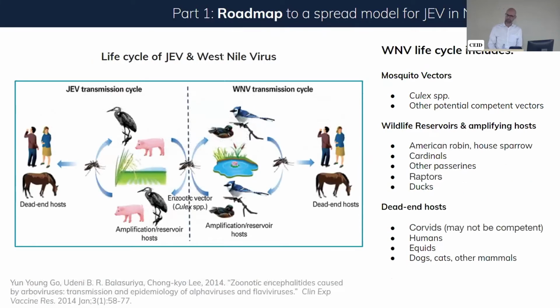But this looks an awful lot like a virus that we're quite familiar with in North America, where we have amplifiers both in controlled populations and in wild populations, dead-end hosts that function as sentinels, and mosquito species that are part of that amplification. And of course, all of these are subject to seasonal variations in weather and other environmental triggers.